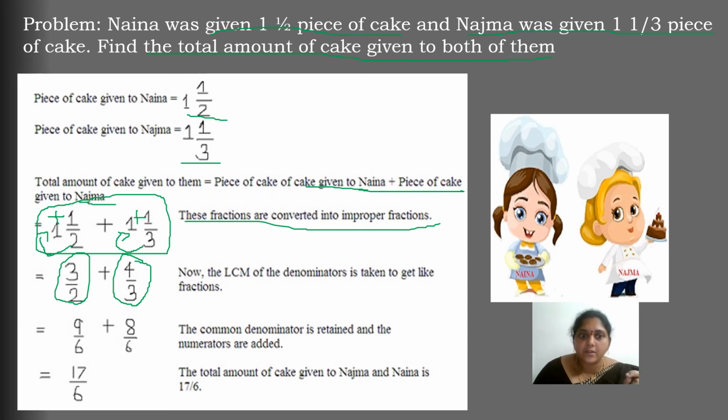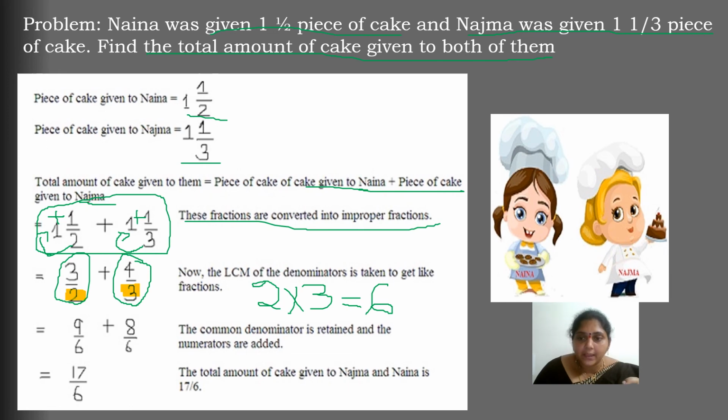Now if you observe here, both the denominators are different. It is 2 and it is 3. 2 and 3 are different. Now we have to find the LCM of the denominators. 2 and 3, both are different tables. What do we have to do here? We have to multiply both the numbers. 2 threes are 6. So what is our LCM now? Our LCM is 6.